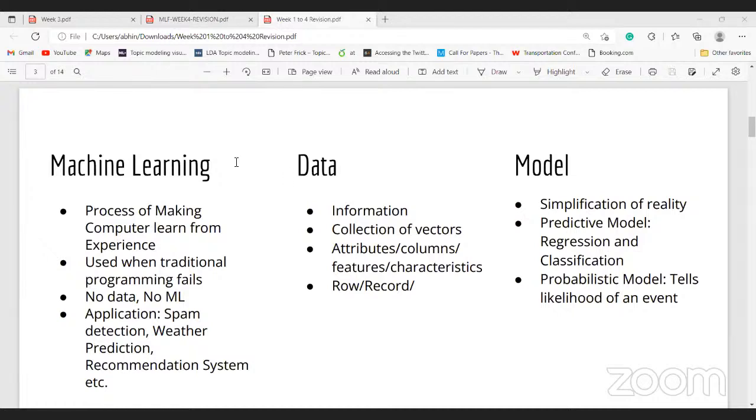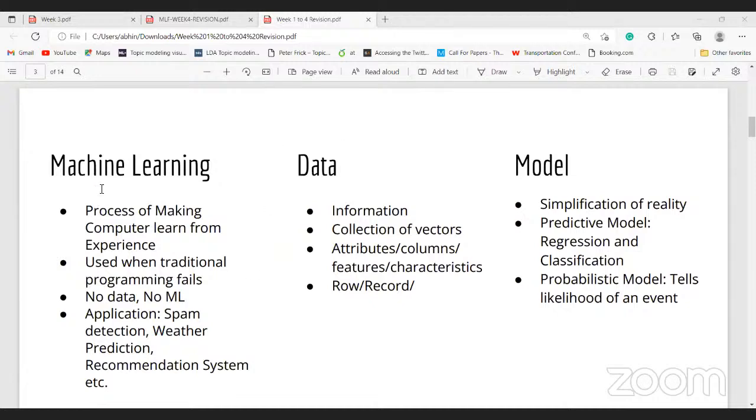Okay, so what happens in the traditional programming approach? We have some set rules. So we have input, then we apply rules on it and we get output. That is how it operates. And in case of machine learning, what happens? We feed in input and output, and rules are created as output. So this is what happens in case of machine learning.